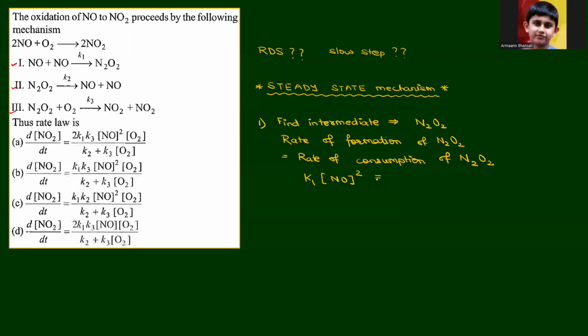And third. Second and third. मतलब consumption में there will be sum of two rate laws. Via the second step, it will be K2 N2O2, and then K3 N2O2 O2. Is this step clear? Yes.